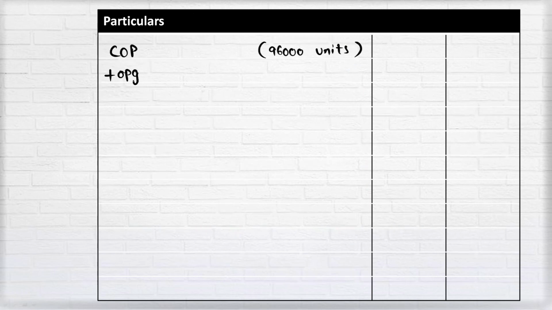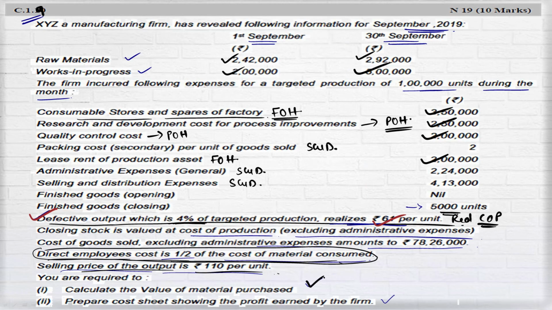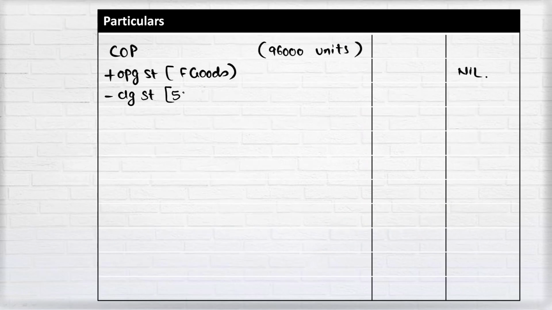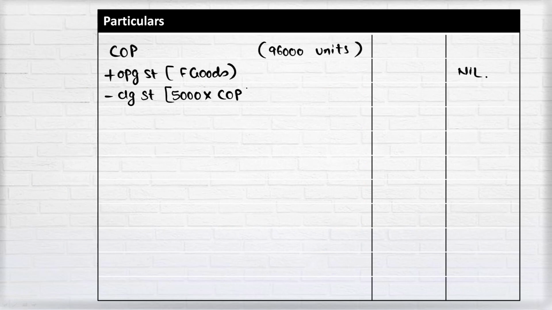plus opening stock of finished goods is nil, minus closing stock. How many is closing stock? 5,000 units. Should be valued at cost of production. What is cost of production? I will be getting it for how many units? 96,000 units. Whenever I get it, I will be writing it down. It is valued at COP.